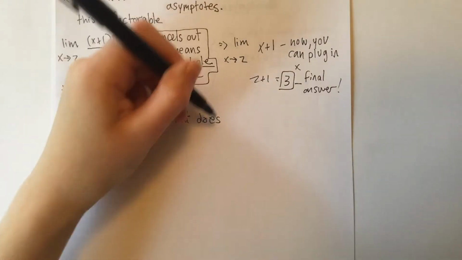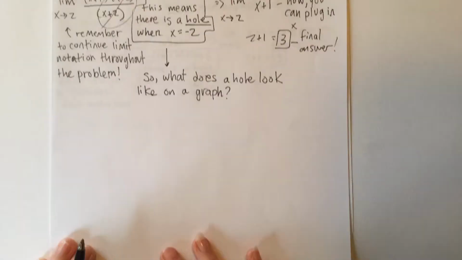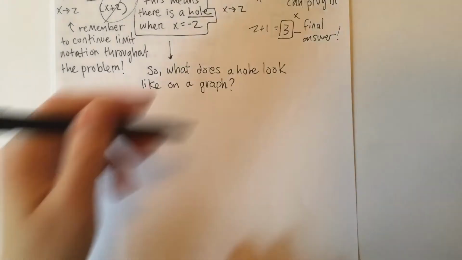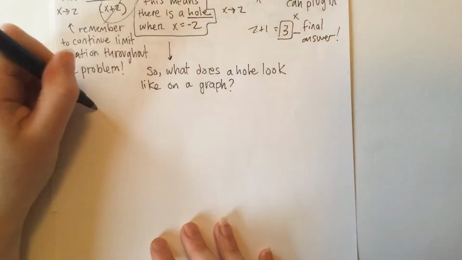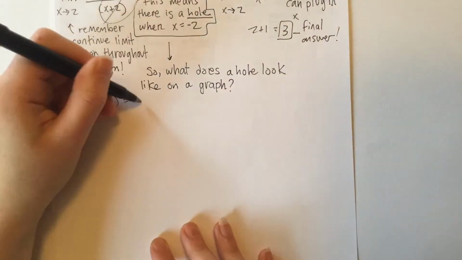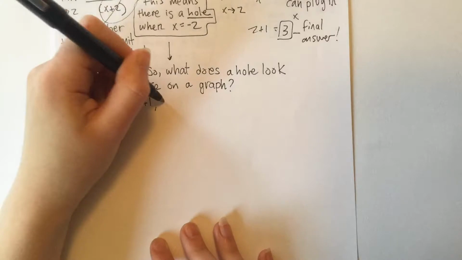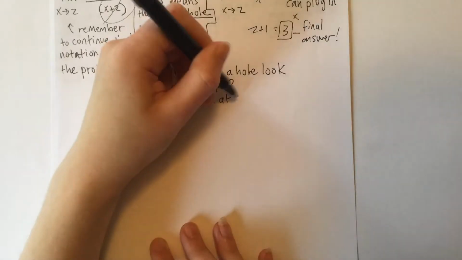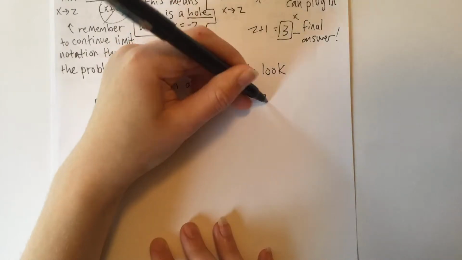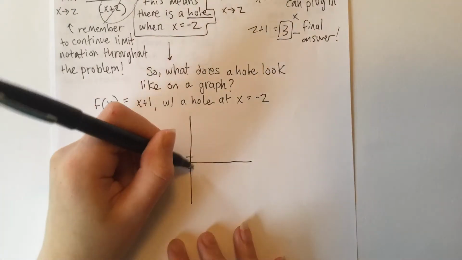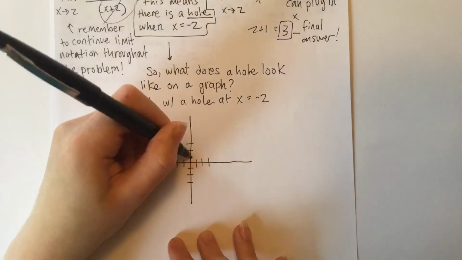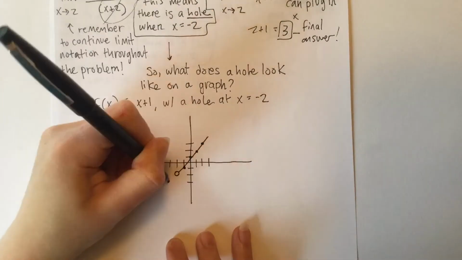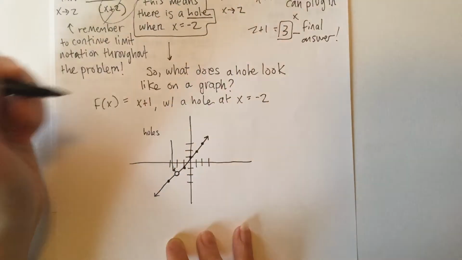Okay, so what does a hole look like on a graph? So after the x plus 2 cancels out, we're left with the function f of x equals x plus 1. And we know that there's a hole at x equals negative 2 because that would have made the original function have a 0 in the denominator, which of course cannot happen. So x plus 1 is just a straight line, but to represent the hole, I drew an open circle at x equals negative 2. And what this means is f of negative 2 does not exist.